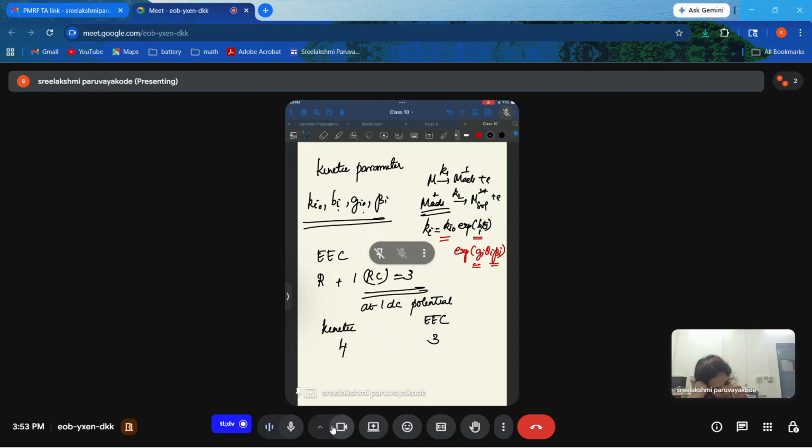Sorry, here I have again made a mistake. So how many kinetic parameters? This is only for step 1. Now when it comes to step 2, you again have Ki naught. So if I write this, K1, B1, G1, beta 1 for step 1. Now for the next step, you again have K2, B2, G2, beta 2. So in general, the parameters are K naught, beta I, Gi, and Bi.